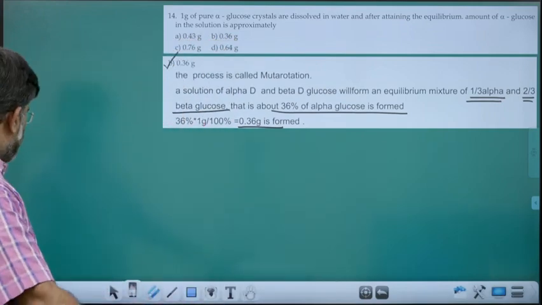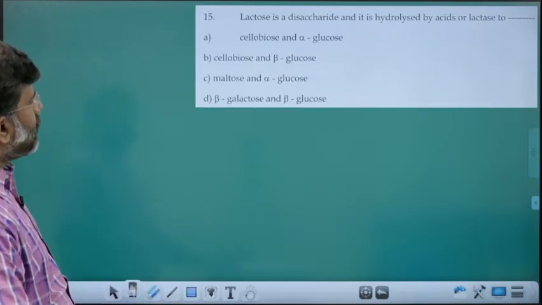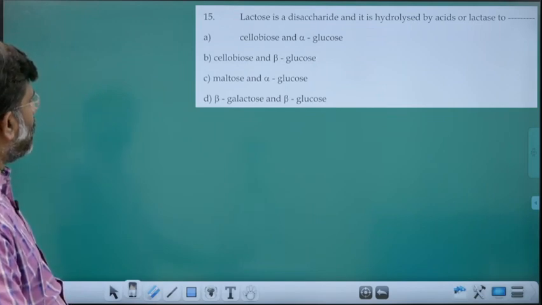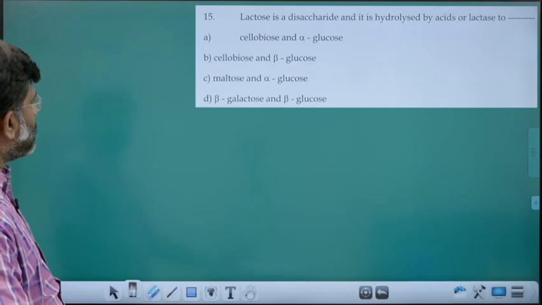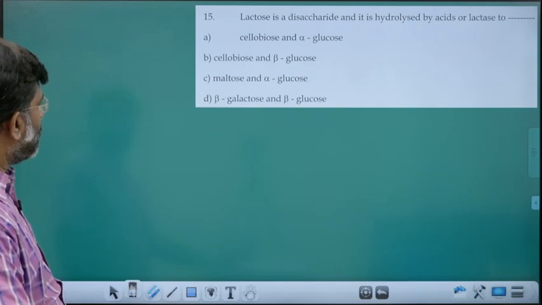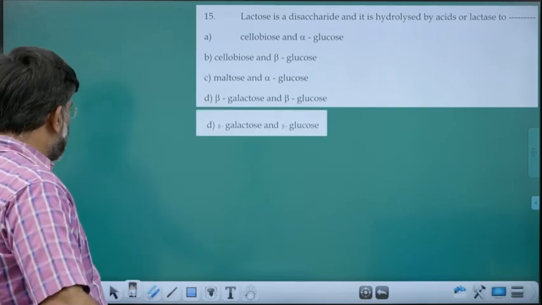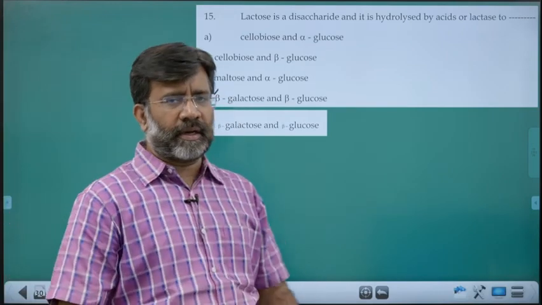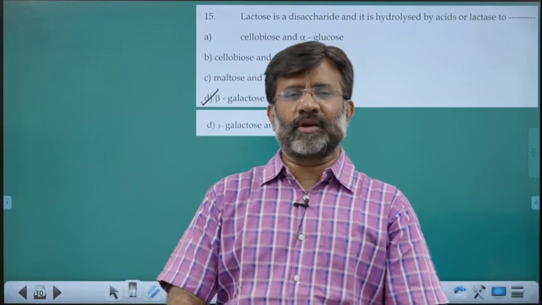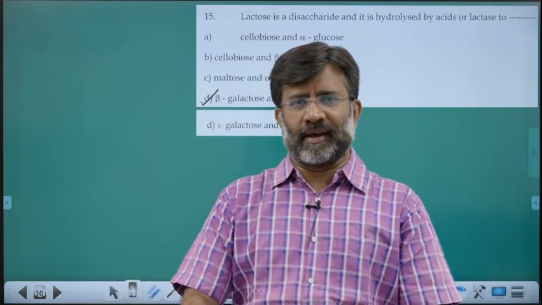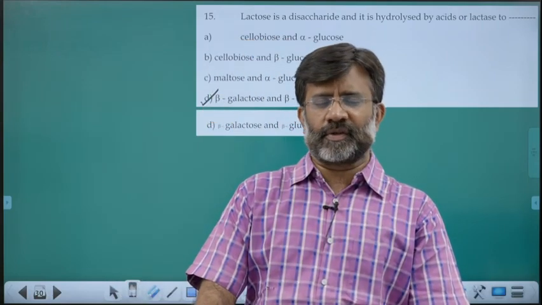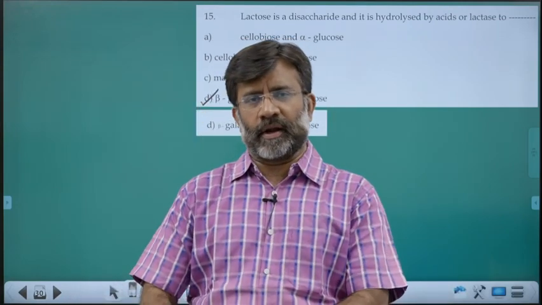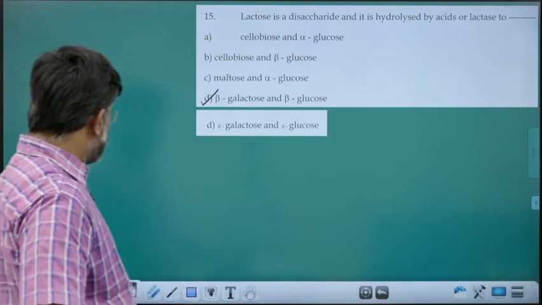Next. Lactose contains what? It is beta galactose and beta glucose. Option D, beta galactose and beta glucose. Lactose, milk sugar. We learn in the NCERT that it is a 1,4 glycosidic linkage producing sugar. One is galactose, one is glucose. Next.